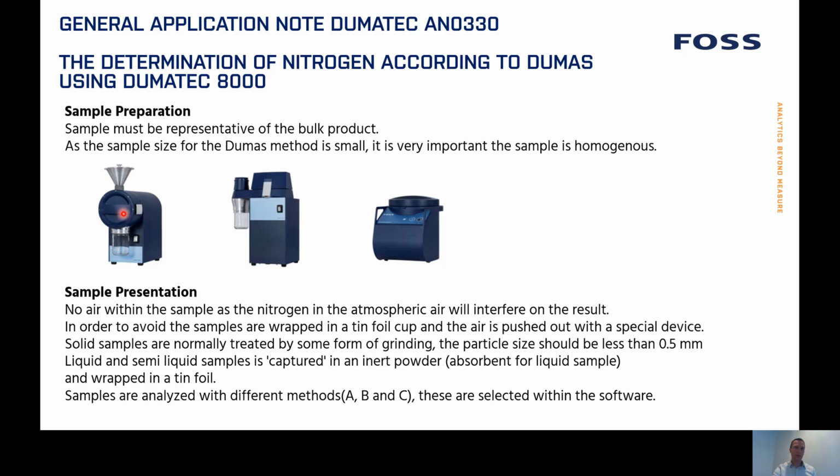Solid samples can be ground. These are the FOSS sample mills: the Simutec, the Cyclotec and the Knifetec. It's important to have a homogeneous sample, and the particle size should be less than 0.5 millimeters. Liquid and semi-liquid samples are captured in an absorbent. It's included if you buy Dumatec, and you can buy it as a consumable also. It contains something like ash, with no nitrogen in it, and it will absorb the liquid so it can be packed within the tin foil and wrapped.